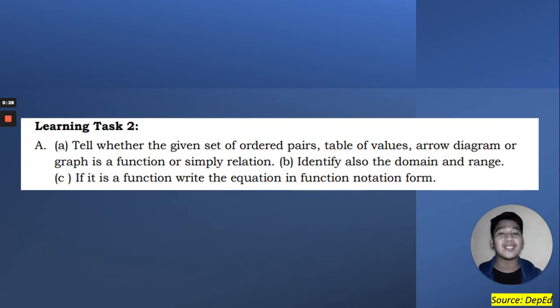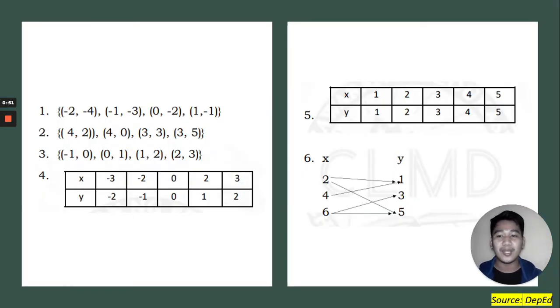Here is the instruction. Tell whether the given set of ordered pairs, table of values, arrow diagram, or graph is a function or simply relation. That's A. And B, identify also the domain and the range. And lastly, if it is a function, write the equation in function notation form. So for numbers 1 to 6, what are we going to do first? Let us know whether the given set of ordered pairs, table of values, or arrow diagram is a function or relation. So let's define function again.